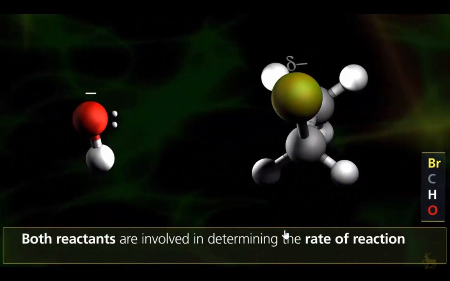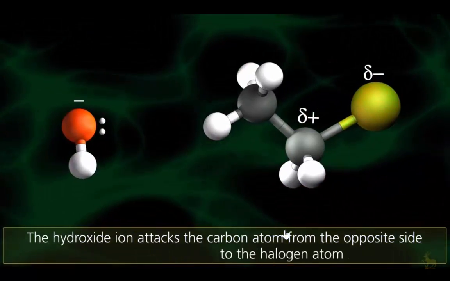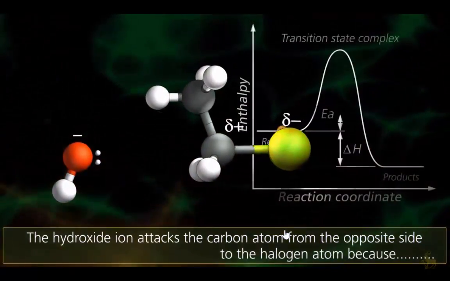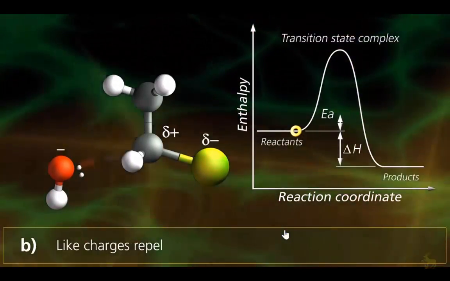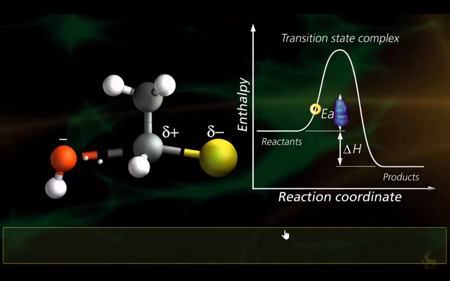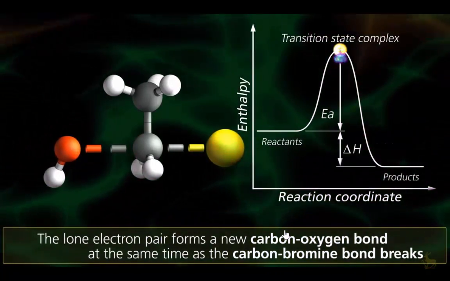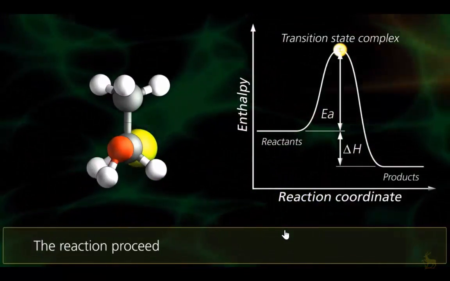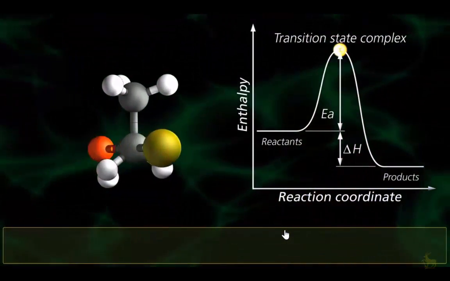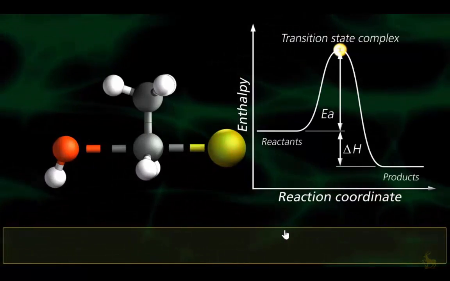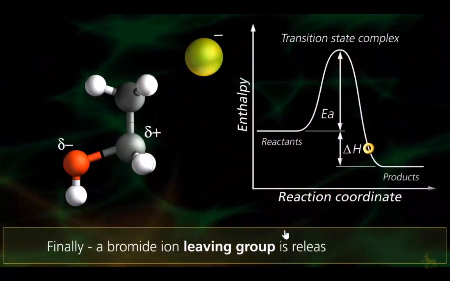Both reactants are involved in determining the rate of the reaction in a one-step process. The hydroxide ion attacks the carbon atom from the opposite side to the halogen atom, because the bromine atom, A, is so large it impedes the approach of the smaller hydroxide ion, and B, it repels the negative charge nucleophile. The lone electron pair on the nucleophile forms a new dative covalent bond with the partially charged carbon atom to give an unstable transition state complex. The complex behaves like an umbrella blown inside out as the bonds rearrange into a tetrahedral structure. A bromide ion, called the leaving group, is released.